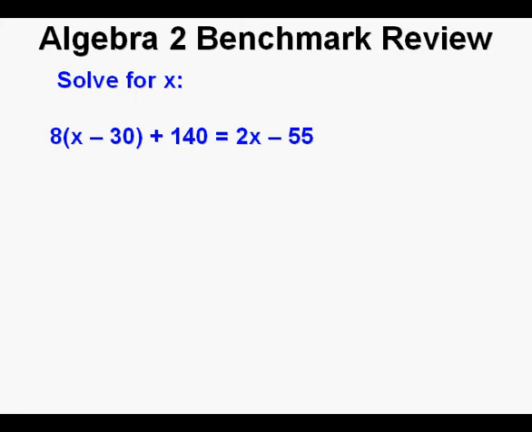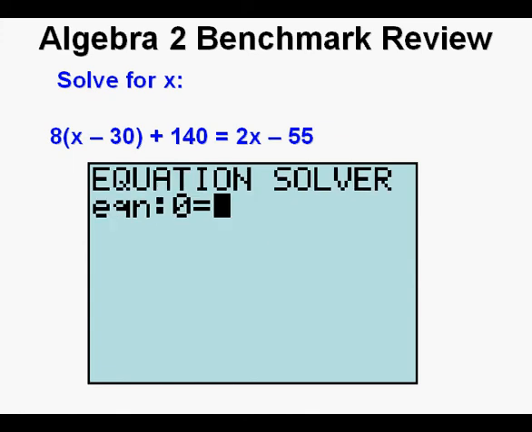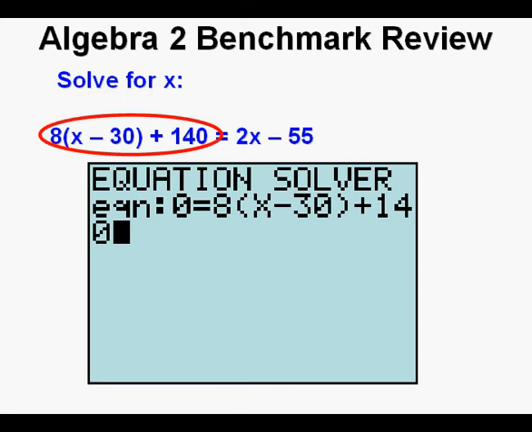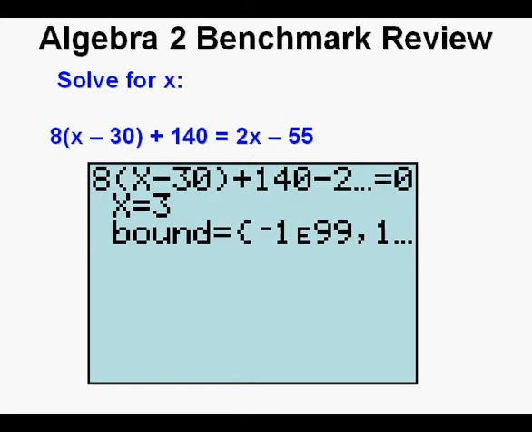One way to do this is to go to the equation solver by pressing math, then the 0 key. We clear out the old equation by pressing the up arrow key, then clear. Enter the left side of the equation first. That would be 8 times quantity x minus 30 plus 140. How do we take care of the 2x minus 55 on the right side? Since it's 0 equals, we need to subtract the 2x and add 55. We solve by pressing alpha, then enter.